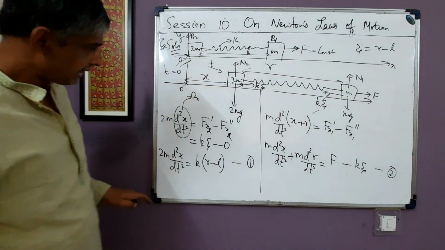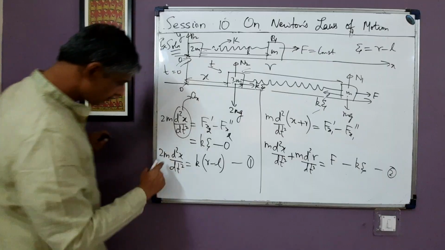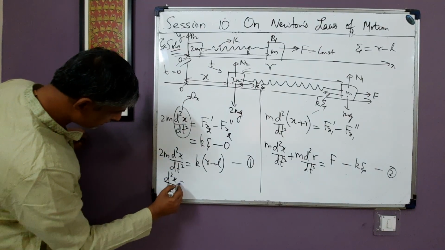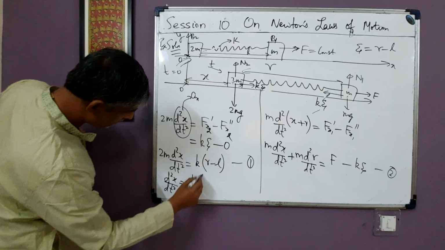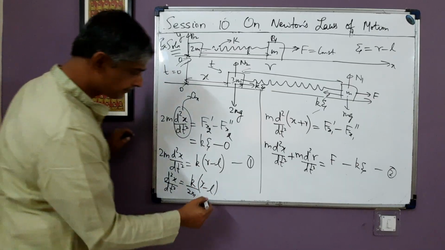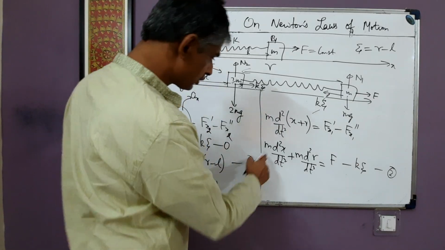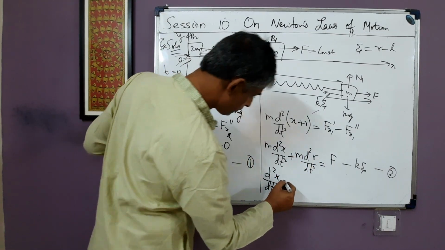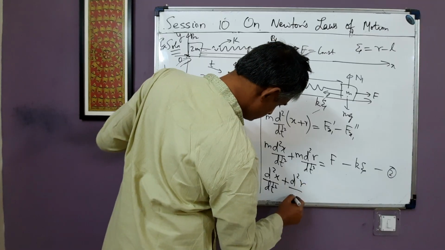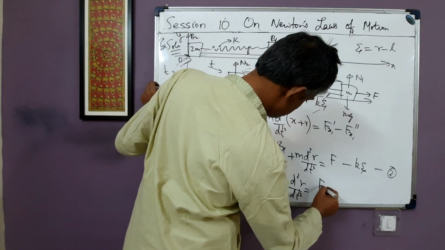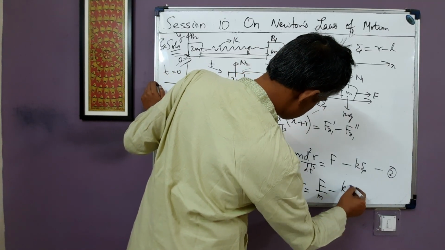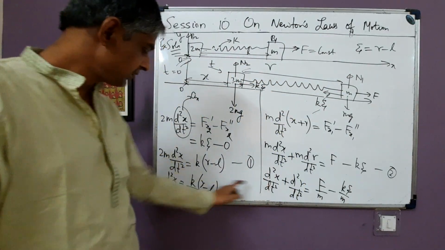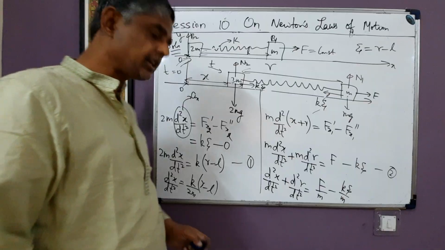Now I eliminate this quantity from this and this. This equation I divide by 2m. This becomes d2x by dt2 equals k by 2m into r minus l. And this one I also divide by m: d2x by dt2 plus d2r by dt2 is equal to f by m minus k epsilon by m. Now from this and this equation I eliminate d2x by dt2.